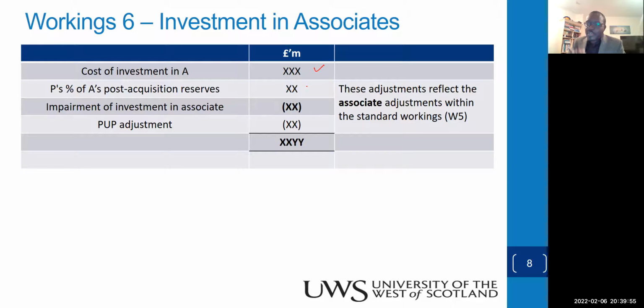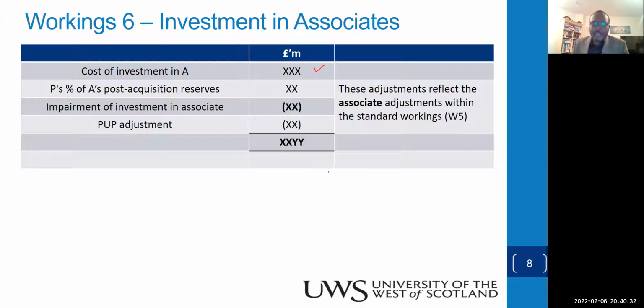We are dealing with this guy. So all profit we've gotten from him as a result of our investment, we add it. Our portion, our 20%, our 30%, we add it. If there's any impairment of investment, it is fully attributable to me, don't apportion it. So if I'm the parent and my investment in the associate has impaired by 40,000, do I need to take a portion? No, everything applies to me. Anything that fully applies to the parent, there's no apportionment. Knock everything off, okay? And then any PUP adjustment, knock it off.